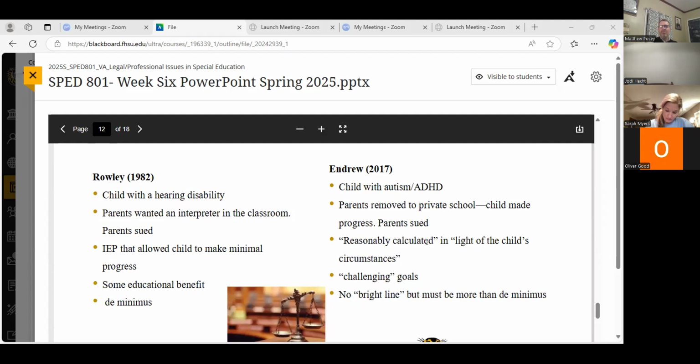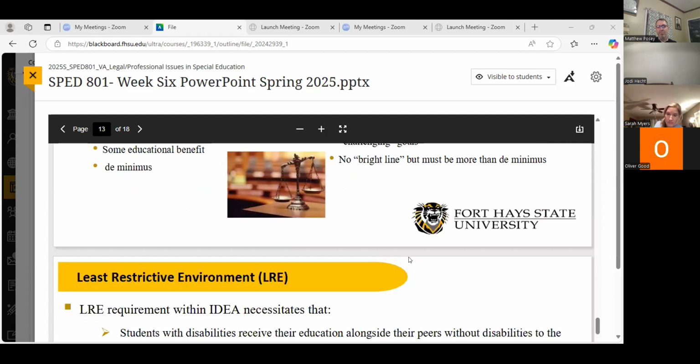So we had one side, a child with a hearing disability who wasn't getting an interpreter in the classroom. Parents sued and came out ahead on that. Andrew, a child with autism and ADHD. Basically, the child was removed from public to private school. Reasonably calculated in light of the child's circumstances, challenge of goals, and there was no what we consider a bright line that it must be more than de minimis. Okay, so basically they weren't changing the goals; they were using the same thing. Really, it sounds like they weren't even making an effort.